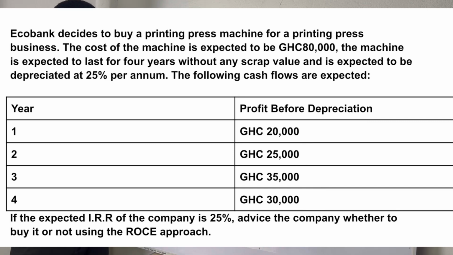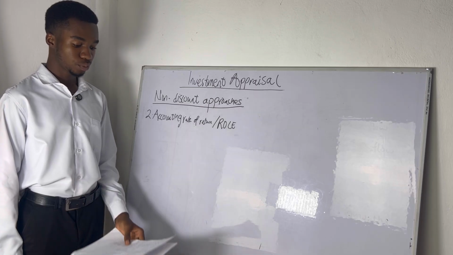So we have year 1 to year 4, and the profits before depreciation. Year 1, we have 20,000 cedis. Year 2, we have 25,000 cedis. Year 3, we have 35,000 cedis. And year 4, we have 30,000 cedis. And it says if the expected internal rate of return of the company is 25%, advise the company whether to buy the machine or not using the ROC approach, the return on capital employed.